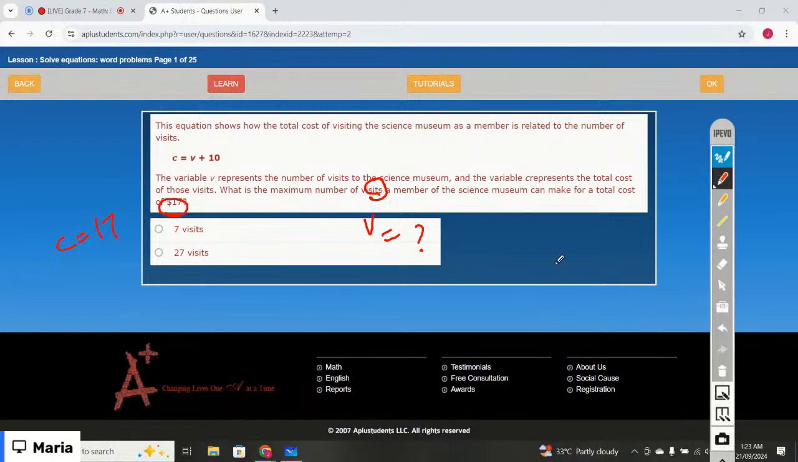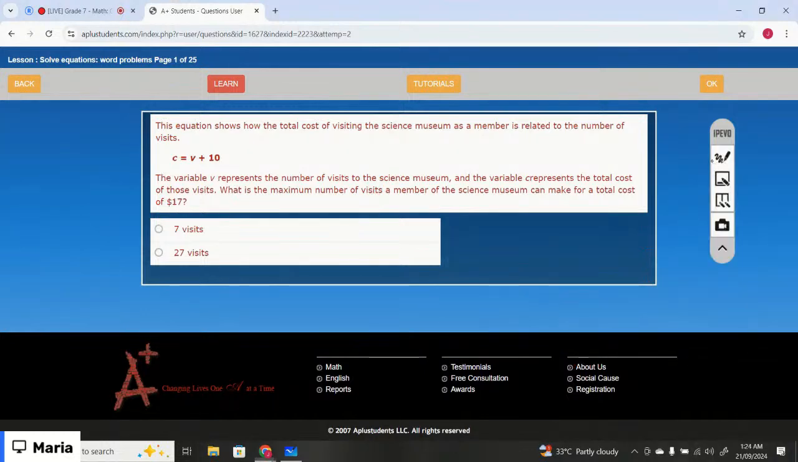So just put in the values. C equals V plus 10, you have C equals 17. So just solve the equation for V, right? That is 17 minus 10, 7 it is. That means V is 7 visits, right? The correct option is option number 1, that is 7 visits.